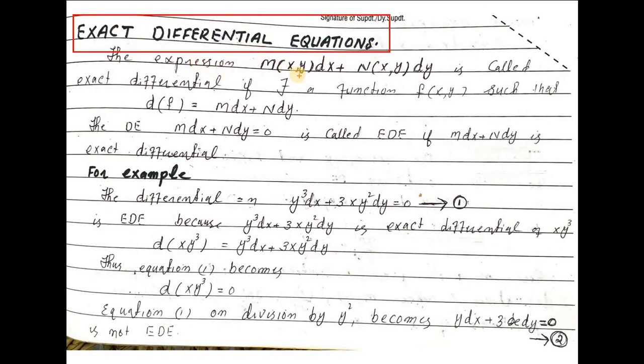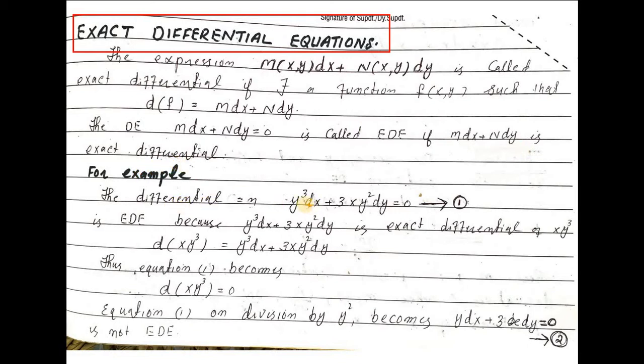The expression M dx plus N dy is called exact differential if there exists a function f such that df is equal to M dx plus N dy. The differential equation M dx plus N dy equal to 0 is called exact differential equation if M dx plus N dy is exact differential.